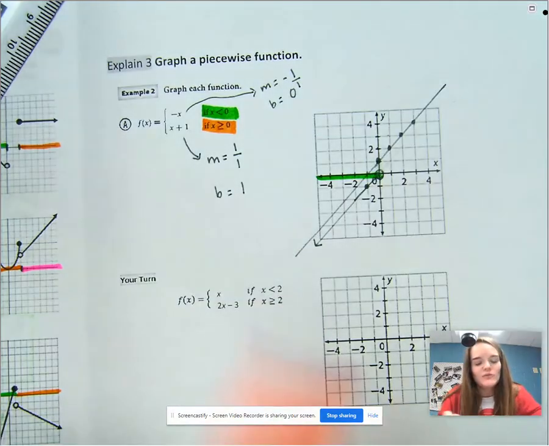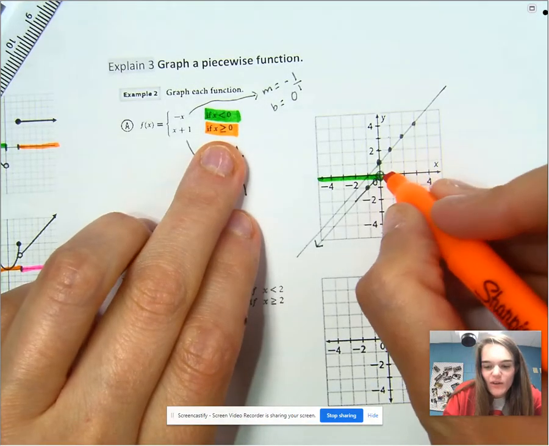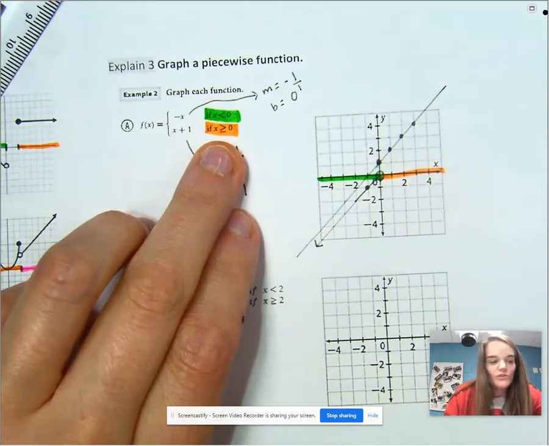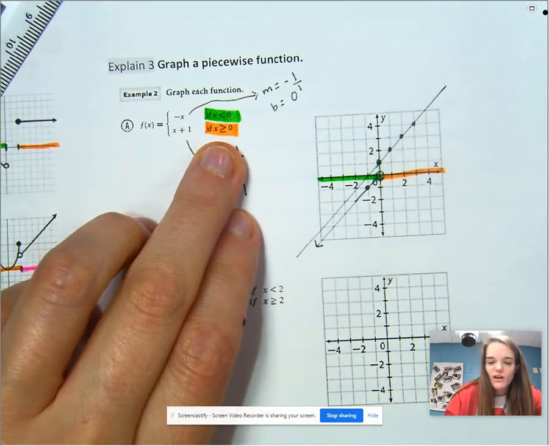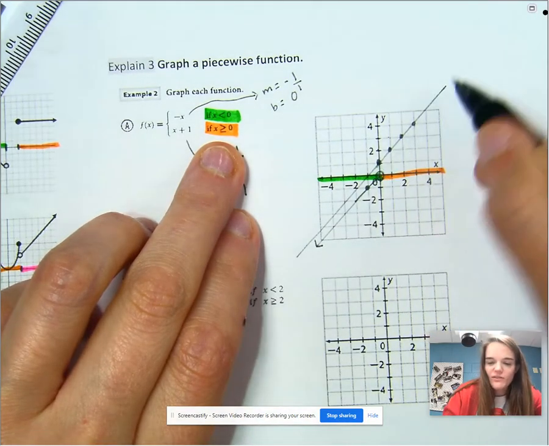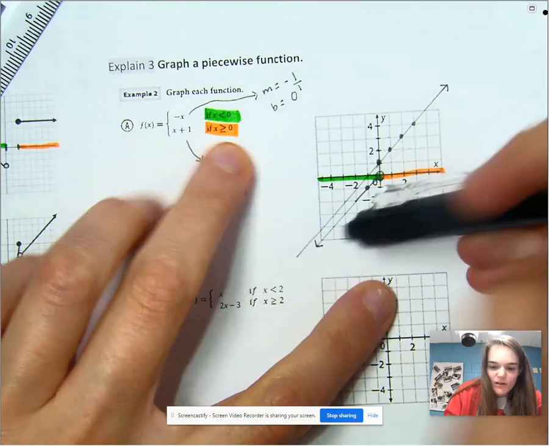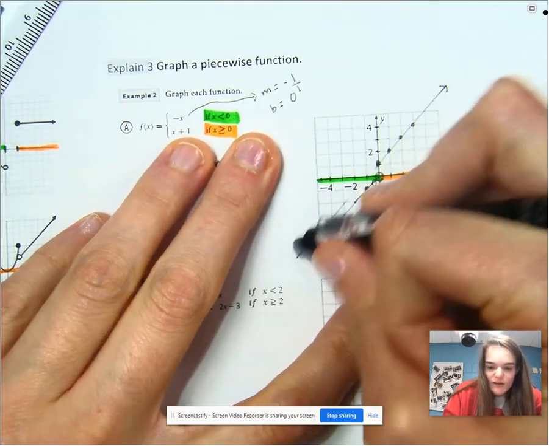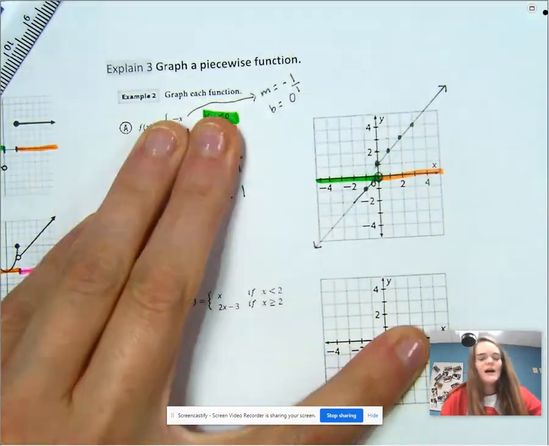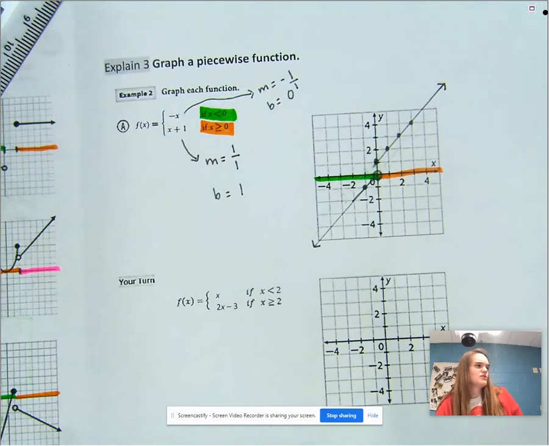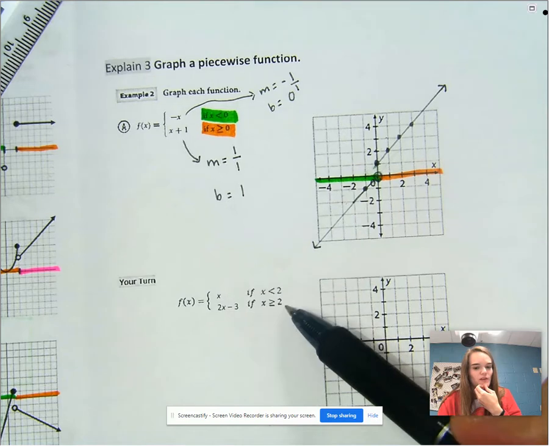Okay. I'm specifically talking about the values that are greater than or equal to 0. That means I do need a solid line, but I only need the right side. So I'm going to put an arrow here. I'm going to erase this half. I have graphed my piecewise function. I want you to do the same on the one that says your turn.